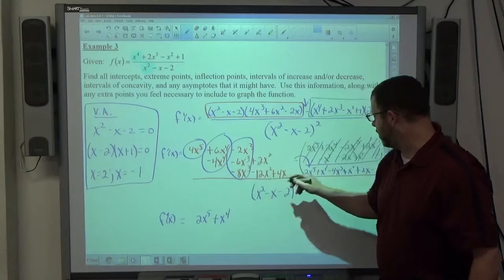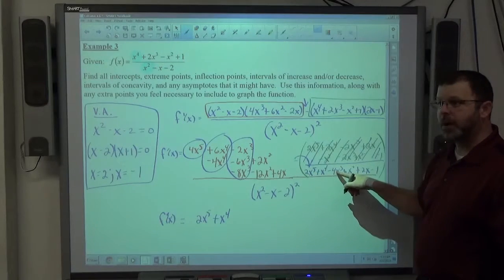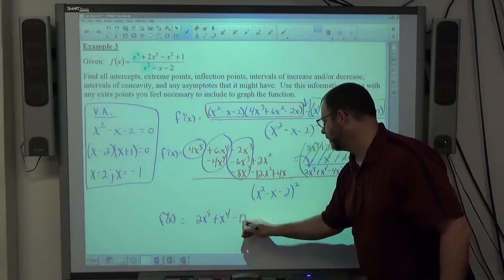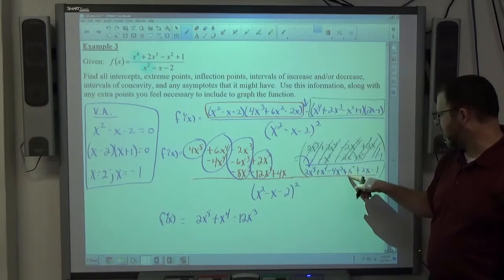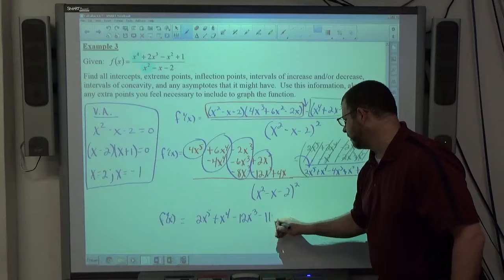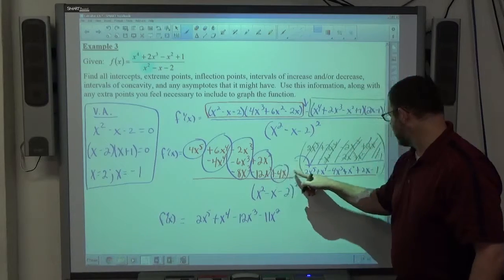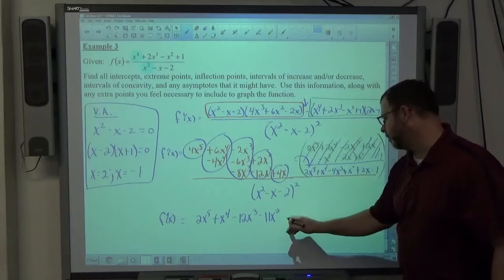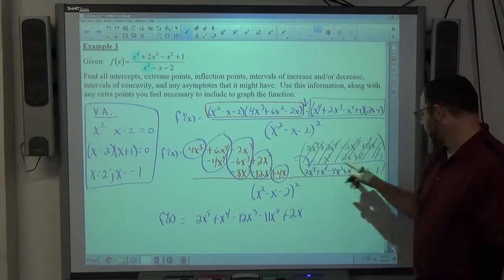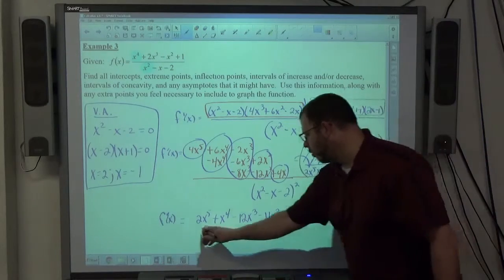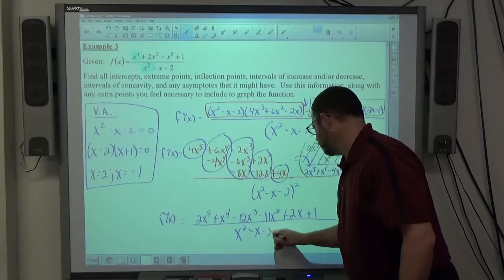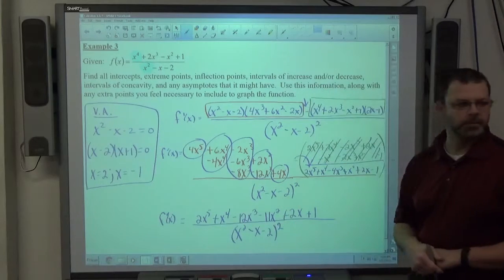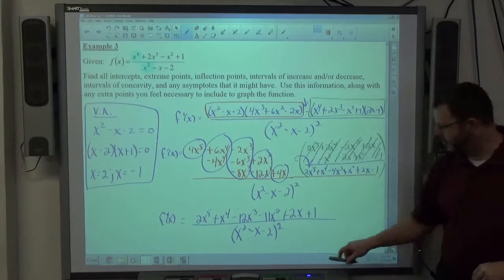Negative 16x cubed being added by 4x cubed is going to be negative 12x cubed. Negative 10x squared is being subtracted by x squared, makes negative 11x squared. Positive 4x is being subtracted by 2x, so they're going to be plus 2x. And then minus minus 1 is plus 1. All over x squared minus x minus 2, the quantity squared.